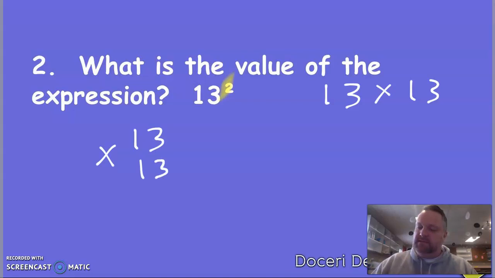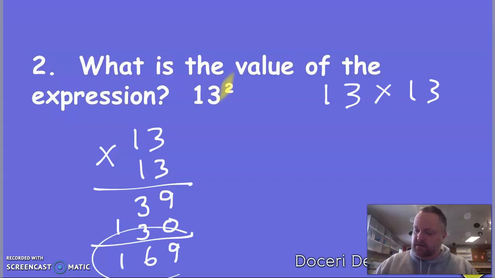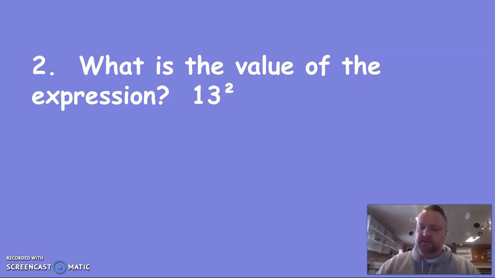13 times 13, 9, 3. Don't forget your 0 because you're multiplying by 10, not by 1. 3 and 1. The value of 13 squared is 169. This is the example for number 2. Let's move on to number 3.